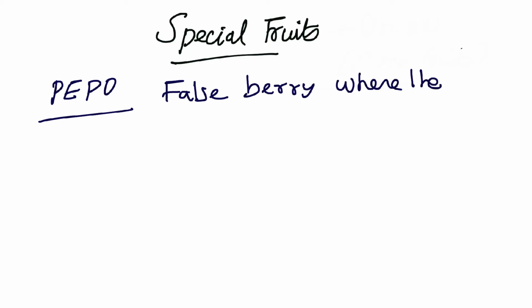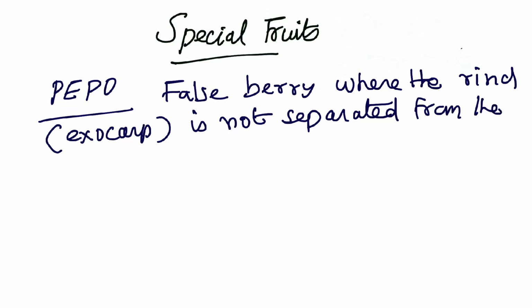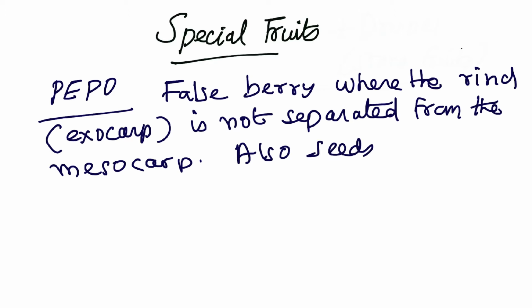So the first case is what is called a Pepo. Pepo is a false berry where the rind is of course the outermost part of the fruit. That rind, which is actually the developed exocarp, is not separated from the mesocarp. So that's a very important point. And in addition, as far as the Pepo is concerned, the seeds do not separate from the placenta.